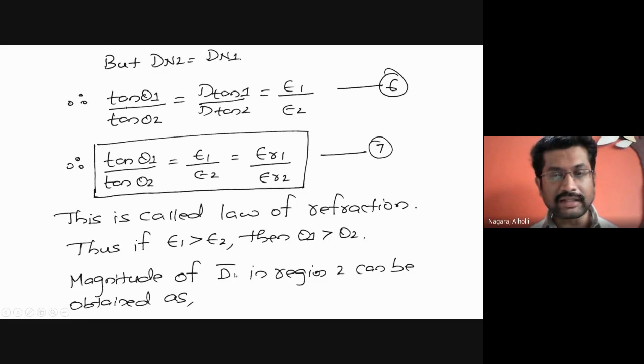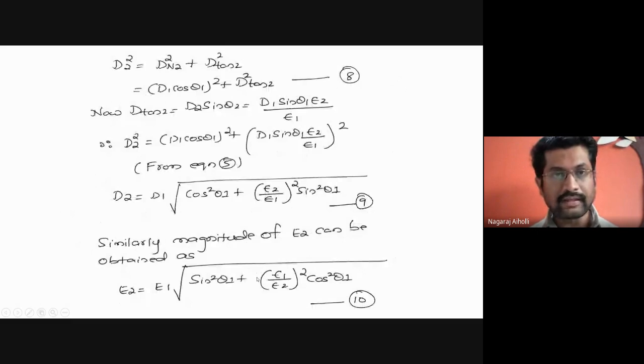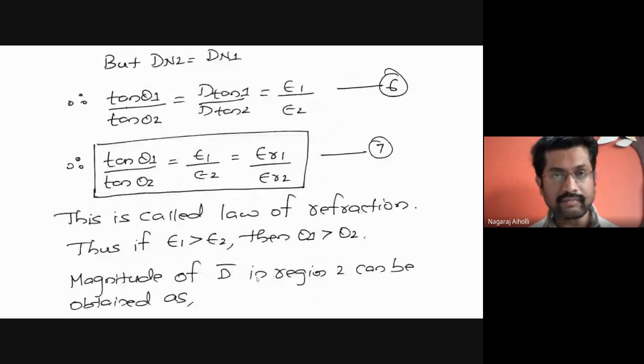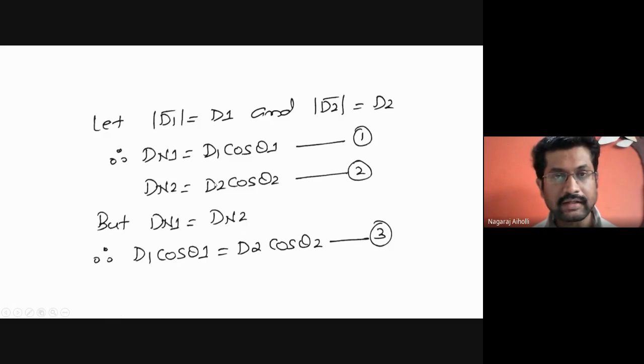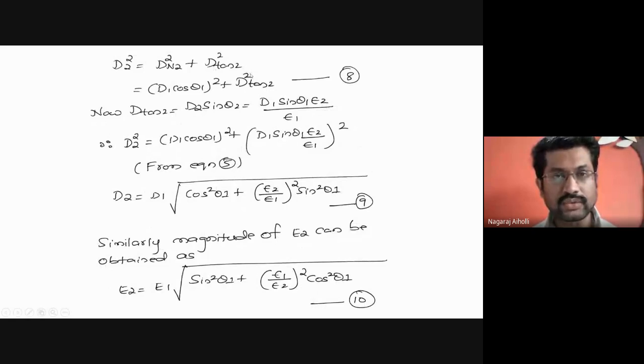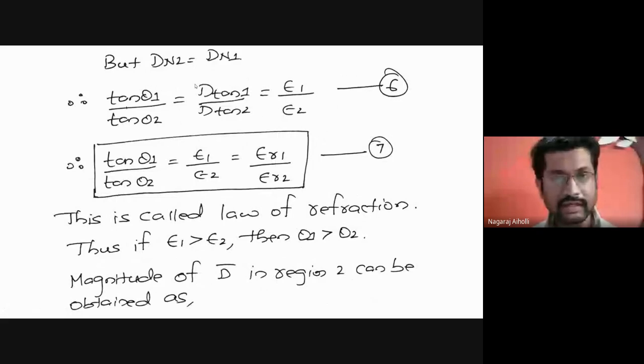Now the magnitude of D bar in region 2 is obtained like this. Magnitude of D bar in the second region, that is D2 square. We are taking the Pythagoras theorem here, a right angle triangle. D2 square is equal to D tan 2 square plus D n2 square. The hypotenuse square is equal to the square of the opposite side plus the square of the adjacent side. Write it: D2 square is equal to Dn2 square plus D tan 2 square. Dn2 is equal to Dn1, this relation.